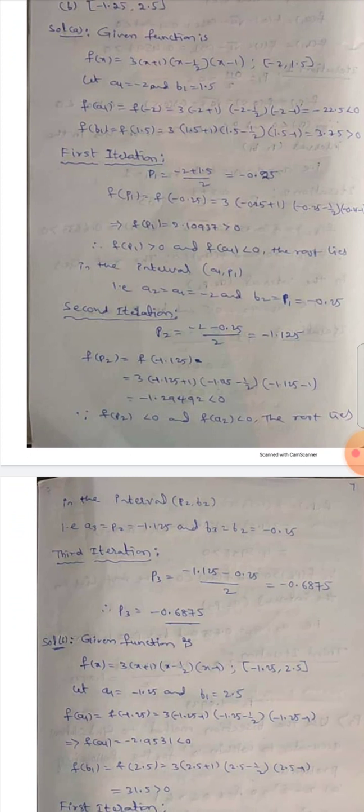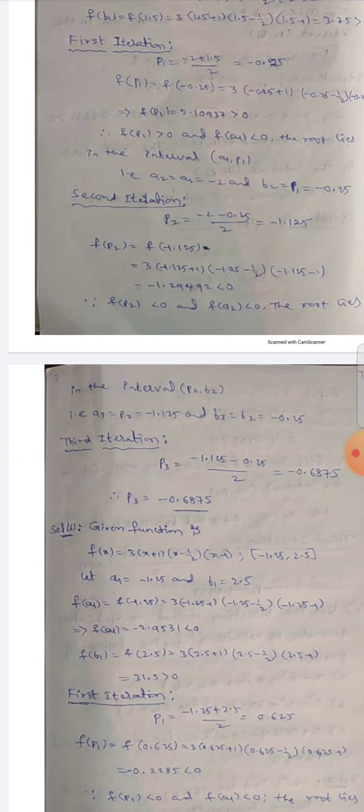f of a1 is equal to f of -1.25 is equal to 3 into -1.25 minus 1 into -1.25 minus 1 by 2 into -1.25 minus 1. ఇది మొత్తం సింప్లిఫై చేస్తే మీకు -2.9531 వస్తుంది. This is less than 0. f of b1 is equal to f of 2.5 is equal to 3 into 2.5 plus 1 into 2.5 minus 1 by 2 into 2.5 minus 1 is equal to 31.5. This is greater than 0.